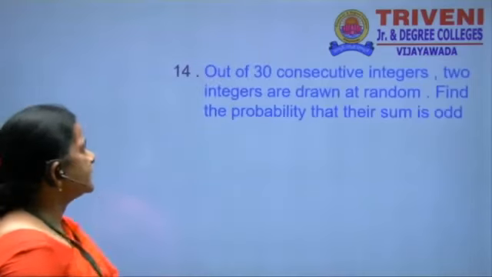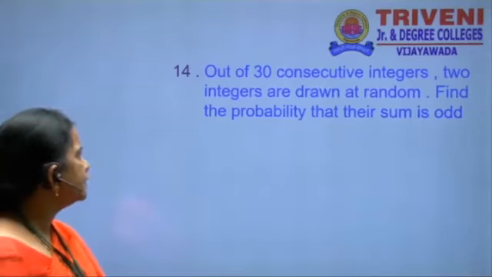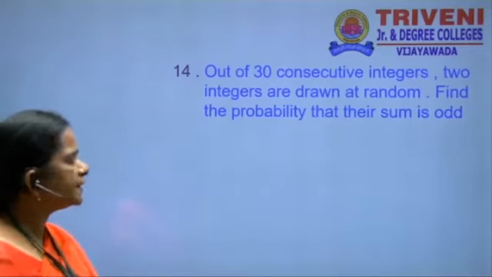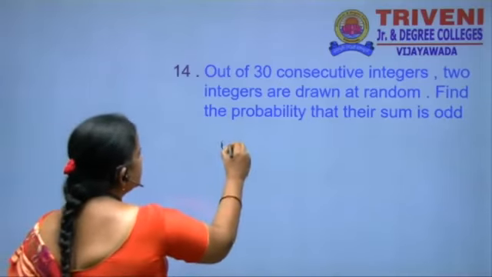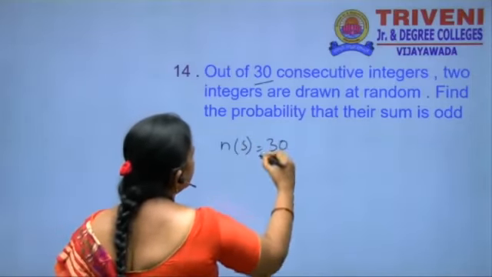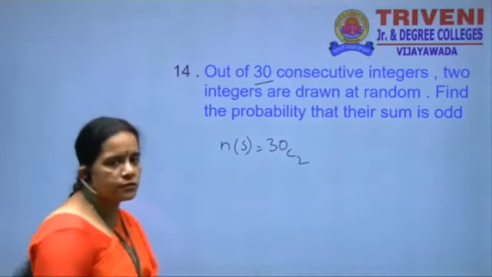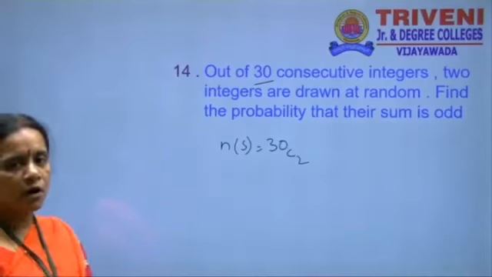And then we are going to the next one. Out of 30 consecutive positive integers, 2 integers are drawn at random. Find the probability that the sum is odd. They given N of S is equal to, how many numbers here? 30. 2 integers drawn at a time, that is equal to 30C2. The 2 integers that the sum is odd.